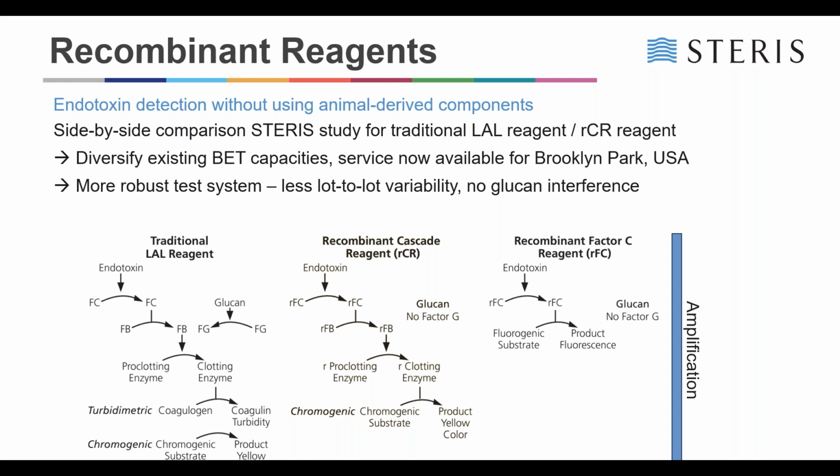On the left there is our traditional LAL reagent cascade, and the middle and right one are the new recombinant factors. The advantage of these is the glucan that can be present in some products and would interfere with the cascade reaction from the traditional LAL sense are no longer causing a reaction and interfering with the traditional LAL path. So these recombinant factors have that one added advantage here, in addition to no longer being of animal source.